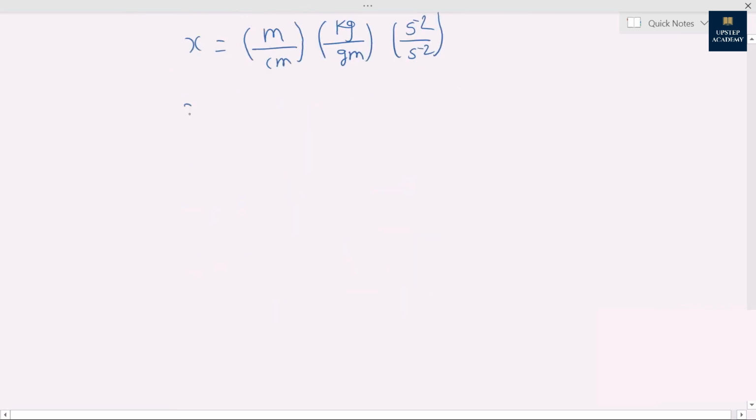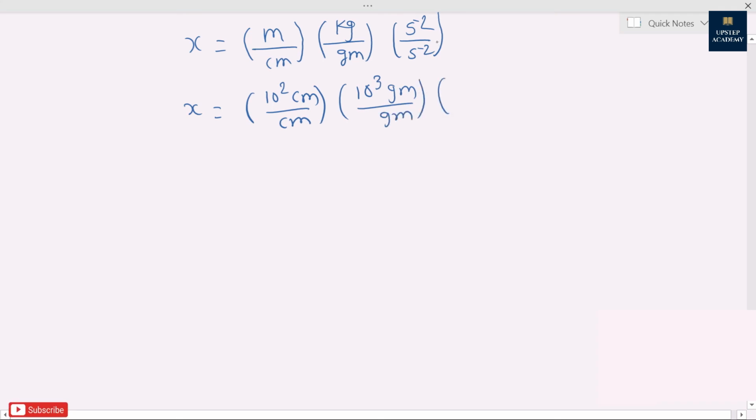Okay, so what will be X? X will be, what is meter? Meter is nothing but 10 raised to 2 centimeter divided by centimeter as it is. What is kg? Kg is 10 raised to 3 gram divided by gram as it is, and here this will get cancelled, so 1. So X is equal to what? 10 raised to 2 into 10 raised to 3, because centimeter will get cancelled, gram will get cancelled. So X is equal to 10 raised to 5.